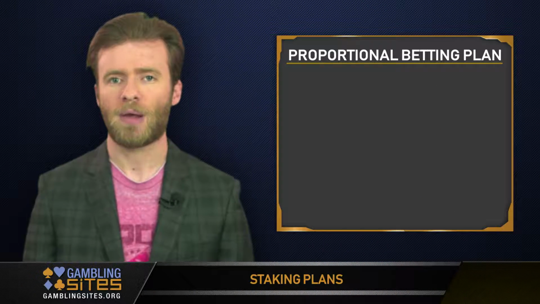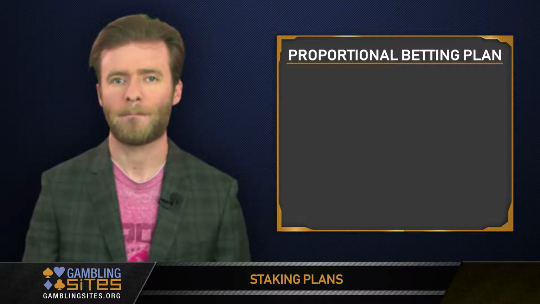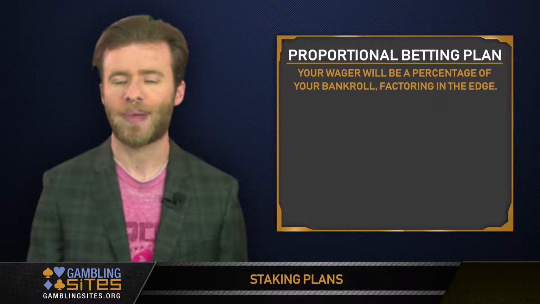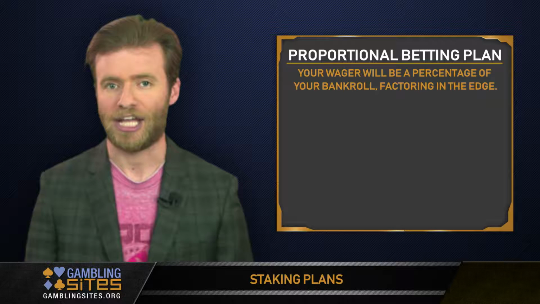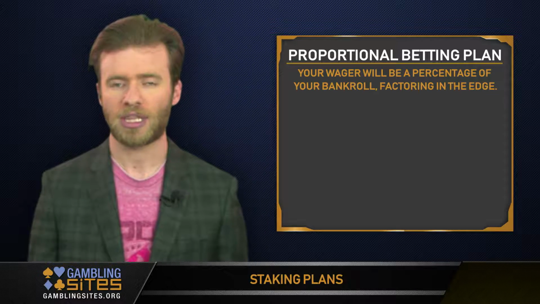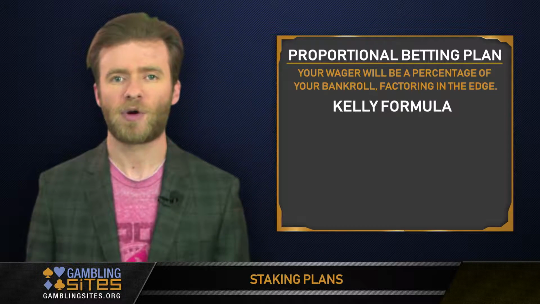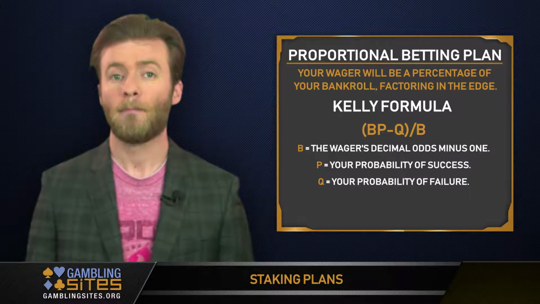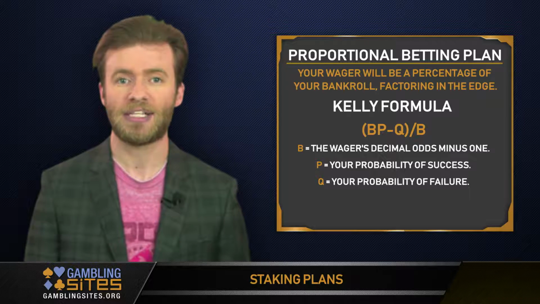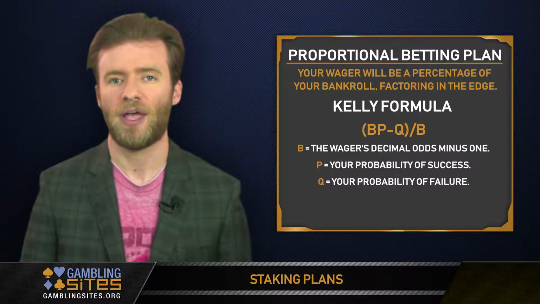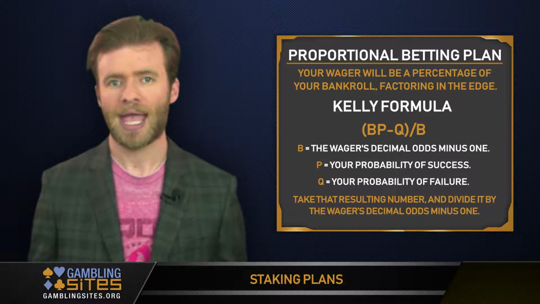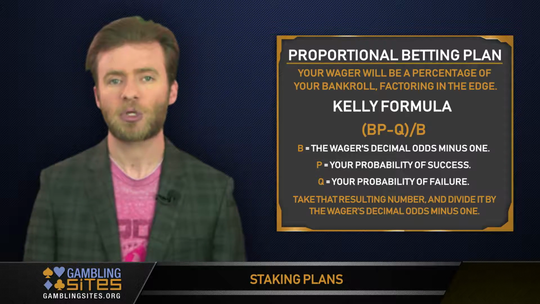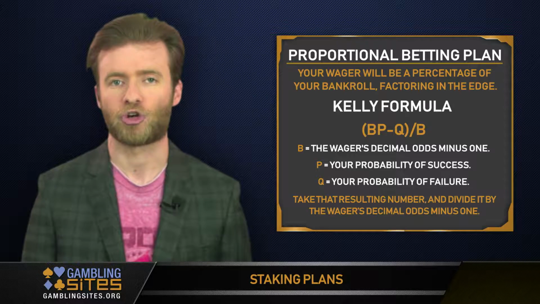The final staking plan we want to talk about is the proportional betting plan. With this type of plan, your wager will be a percentage of your bankroll factoring in the edge. It's based on something called the Kelly formula. That formula goes like this. You take the wager's decimal odds minus 1, multiply that by your probability of success, and then subtract your probability of failure. Take that resulting number and divide it by the wager's decimal odds minus 1. The end result will be the percentage of your bankroll that you should wager on this bet.